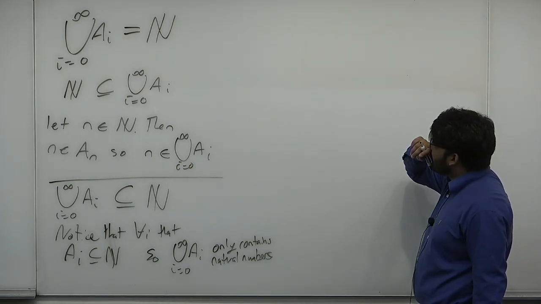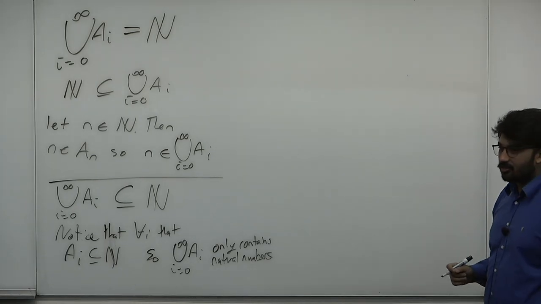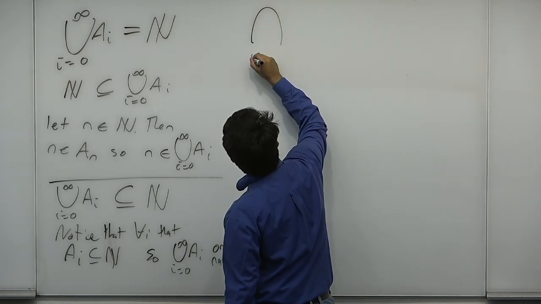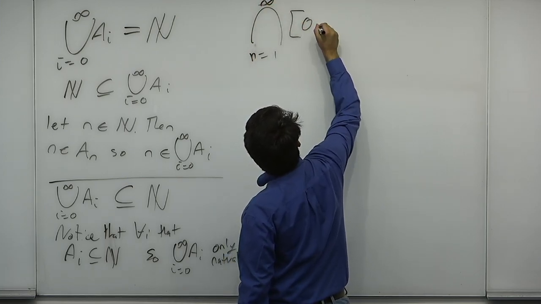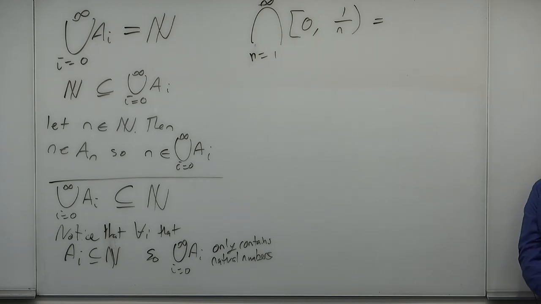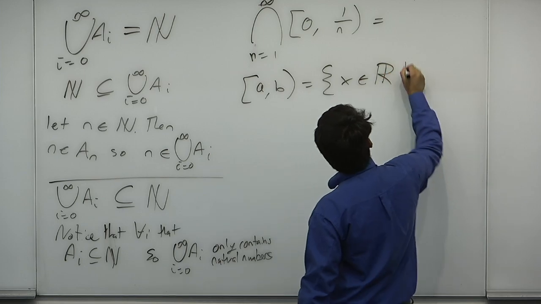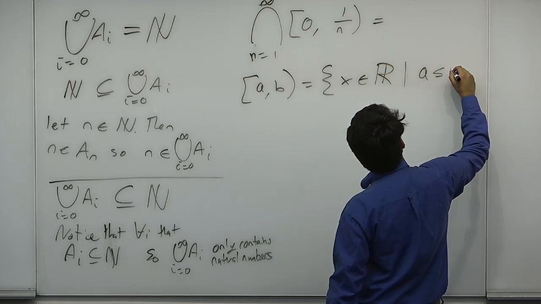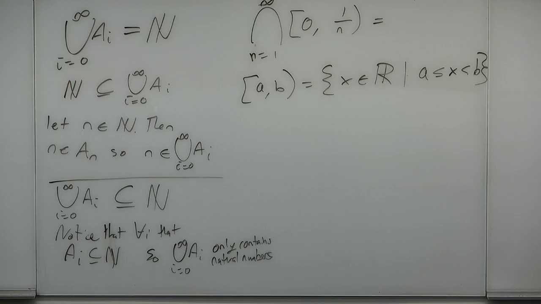You can also take the infinite intersection of several sets and maybe get something interesting. Consider this set: the intersection from n equals 1 to infinity of the interval [0, 1/n), open on the right. What is that? First off, is that the empty set? Recall an interval is a set of real numbers [a, b) equal to the set of real numbers x such that a is less than or equal to x, which is strictly less than b, right? So you have these sets of intervals on the real line here.